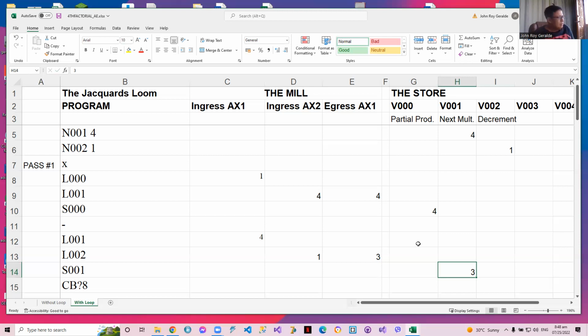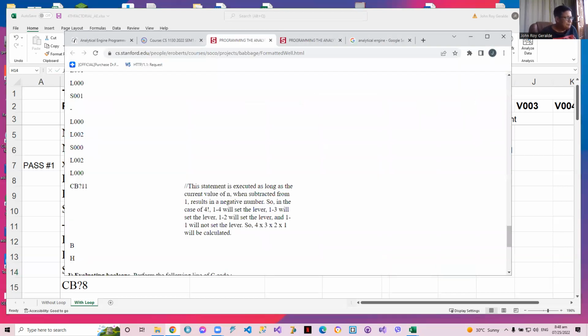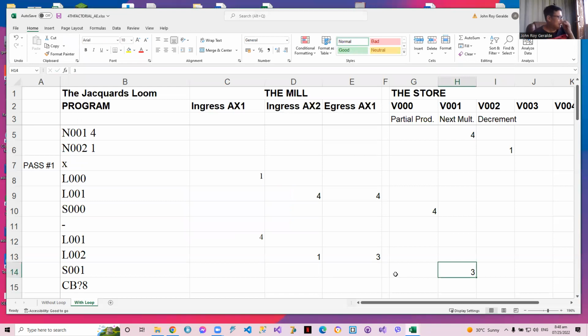4 minus 1. We reversed it here, it should be CB8. Let me look at the earlier example. 1 minus 4 will set the lever. 1 minus 3 will set the lever. So we reversed it. I'm sorry, I have a mistake here, because it's 4 minus 1. Yes, it's reversed here. I'm sorry.